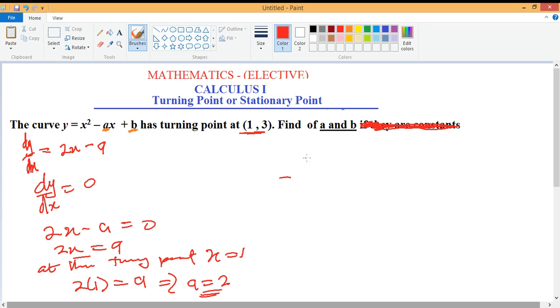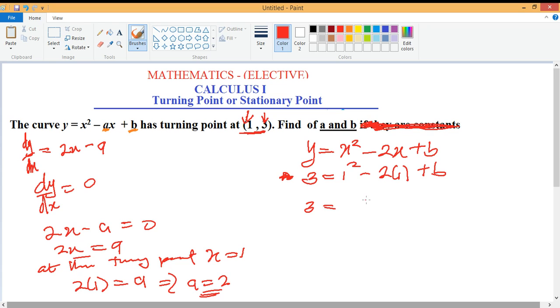To solve for b, we'll use the original equation. Remember, this is the x coordinate and this is the y coordinate. So we can substitute that into the equation since we now know a. The equation can now be written as y is equal to x squared minus 2x plus b. This is a point on the curve, so to satisfy the equation, we slot in the values: 3 is equal to 1 squared minus 2 times 1 plus b. So we have 3 is equal to 1 minus 2 plus b. So we'll have negative 1 here, so it will cross the equal sign.